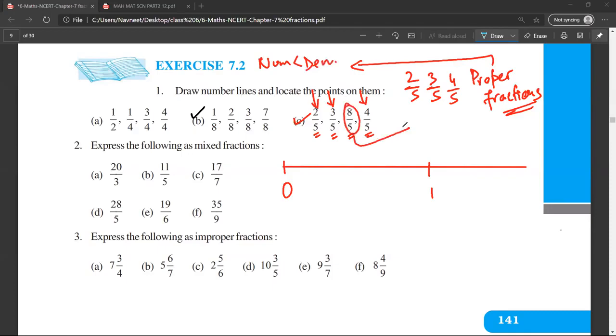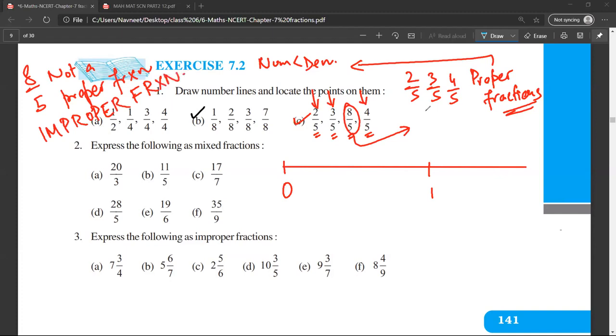Now 8 by 5 is not a proper fraction, so I call it an improper fraction. First I try to put 2 by 5, 3 by 5, 4 by 5 on the number line. So how many parts should I divide 0 and 1 into? What I'm trying to tell you is that we will ignore 8 by 5 for some time. We'll only focus on 2 by 5, 3 by 5 and 4 by 5.